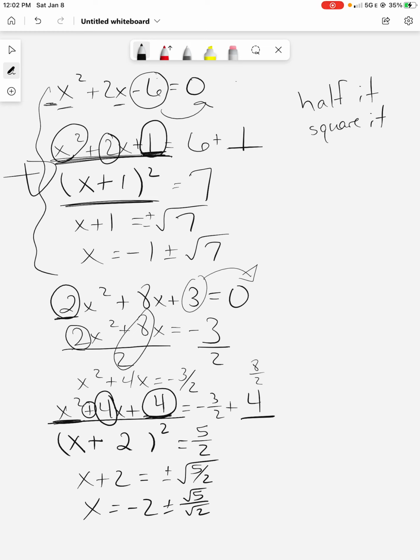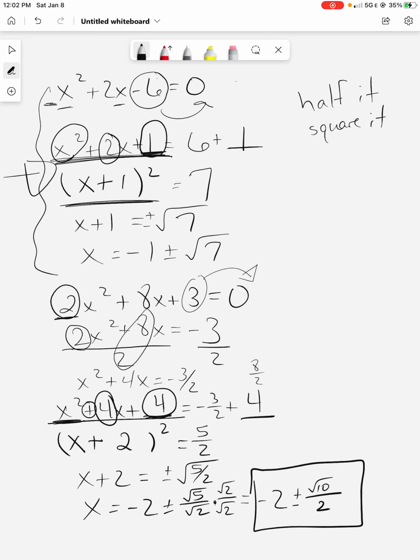So when we are writing our final answer, we never want a square root in the denominator. The way we get rid of a square root in the denominator is we multiply by the denominator exactly as is, but then we also have to multiply the numerator by it. So this becomes negative 2 plus or minus the square root of 5 times the square root of 2 is the square root of 10. The square root of 2 times the square root of 2 is 2. So that got rid of our square root in the denominator, which is exactly what we were trying to do.